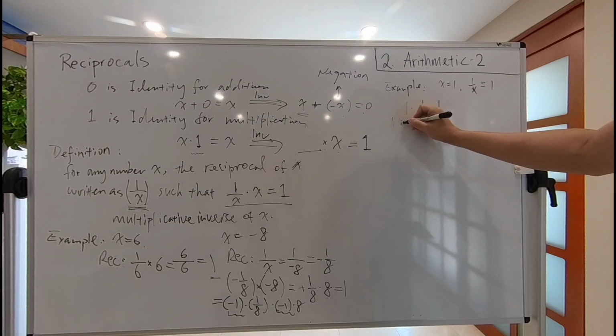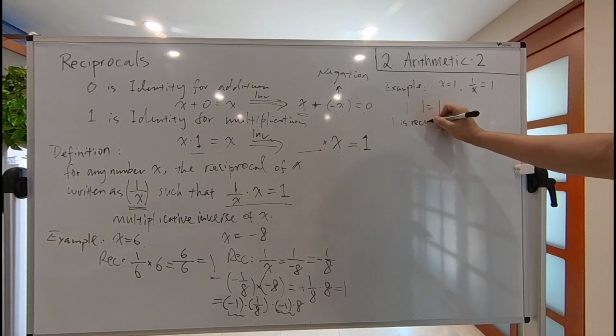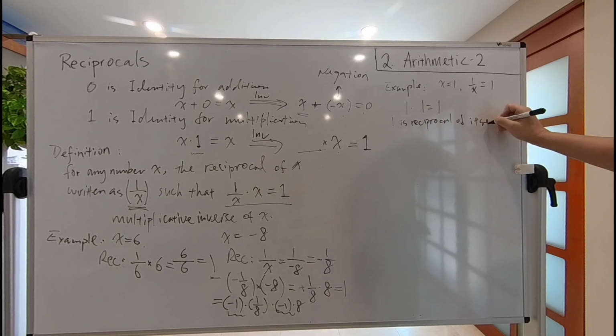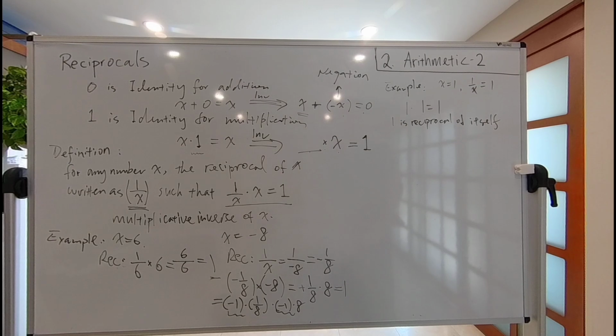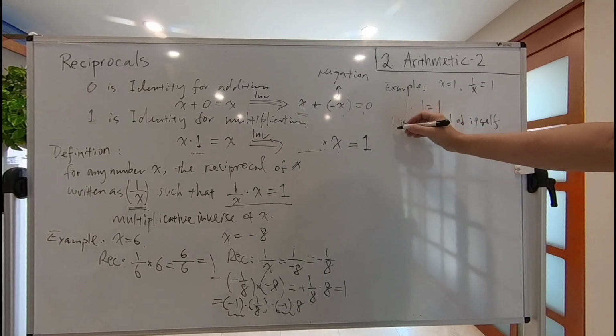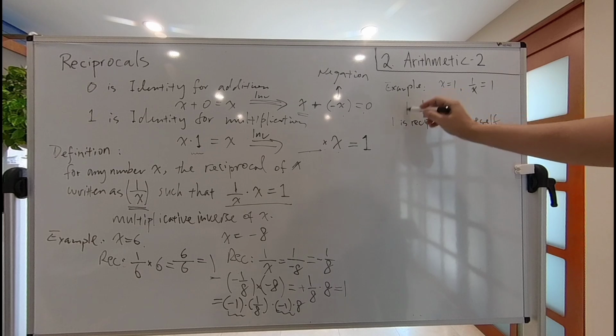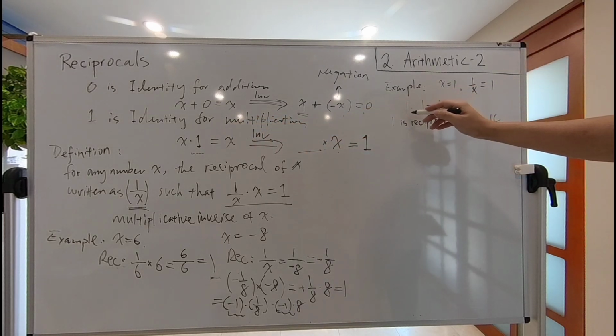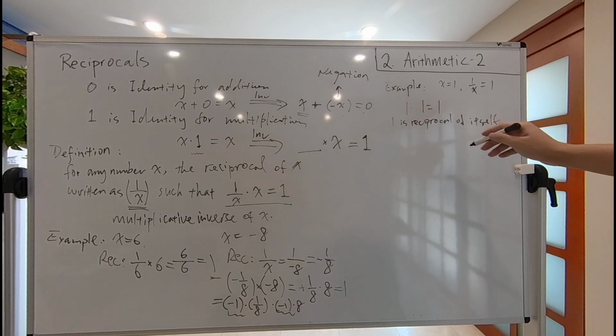Right? 1 is the reciprocal of itself. And this is the only case. For any other number other than 1, it's not the case. And only for number 1, because 1 is the identity of the multiplication, so it's the only case that a number is a reciprocal of itself.